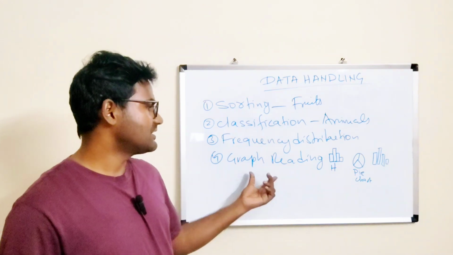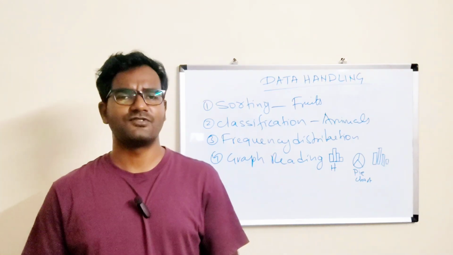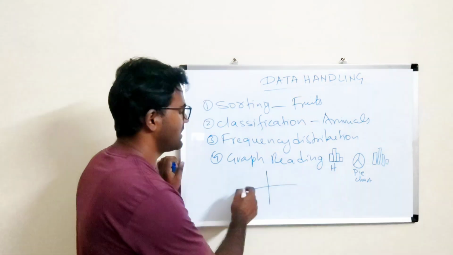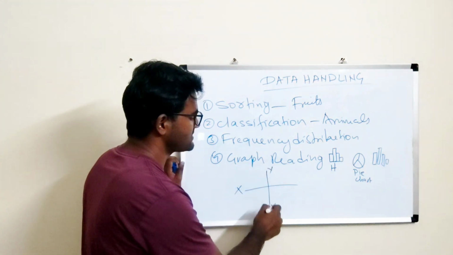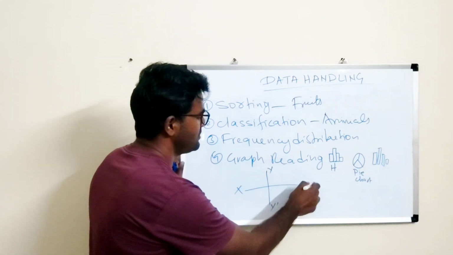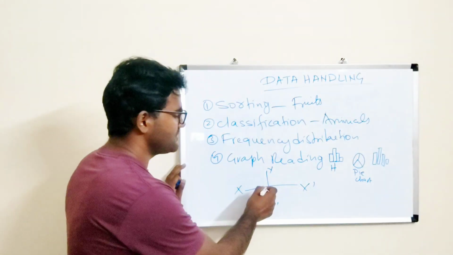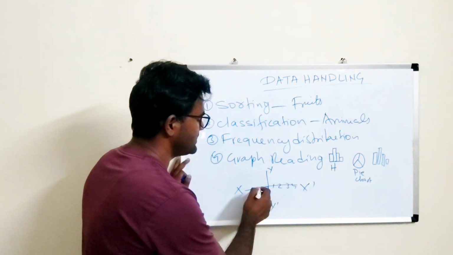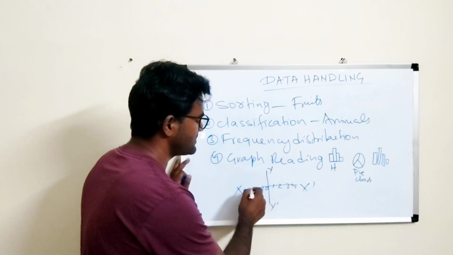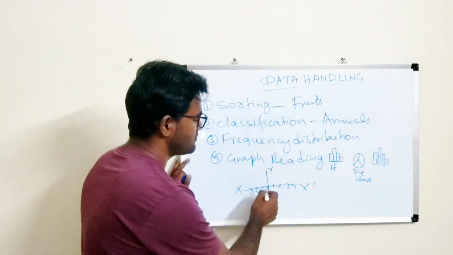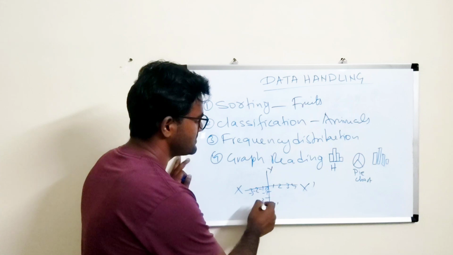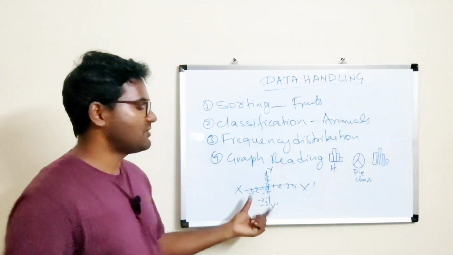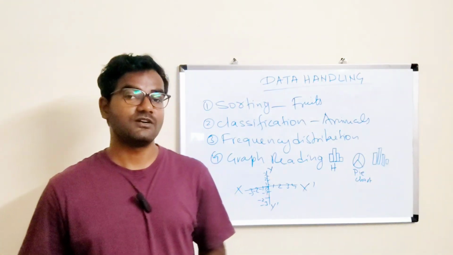Then graph reading. We all have drawn graphs. A graph basically has two axes: the x-axis and the y-axis. We have the initial 0. On this side we take 1, 2, 3, 4, and on the other side we take negative, -1, -2, -3. Here also -1, -2, -3, and here again +1, +2, +3, like that. So this is how we draw the graph, or how we do graph reading.